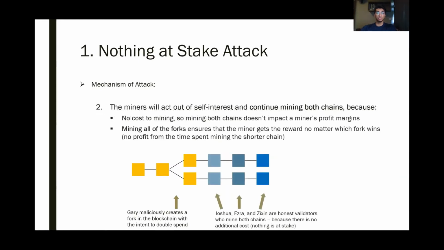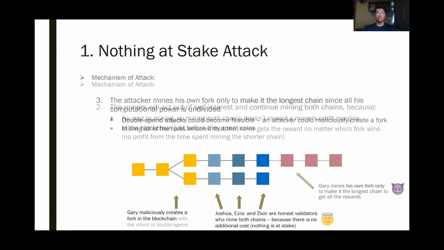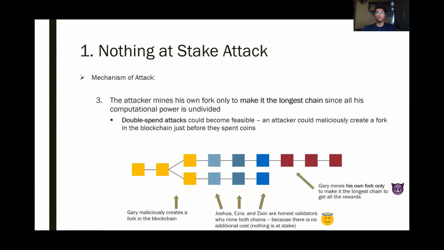Secondly, because there's no cost to mining and each miner wants to ensure that they get their reward, the other miners, Joshua, Ezra, and Sissi, will act out of self-interest and mine all of the forks simultaneously. This is so that they can get their reward no matter which fork wins. However, Gary has sneakily decided that while they are mining both chains, he will focus all his computational power on mining his own fork only, thereby making it much longer than the other forks and allowing him to claim the rewards.